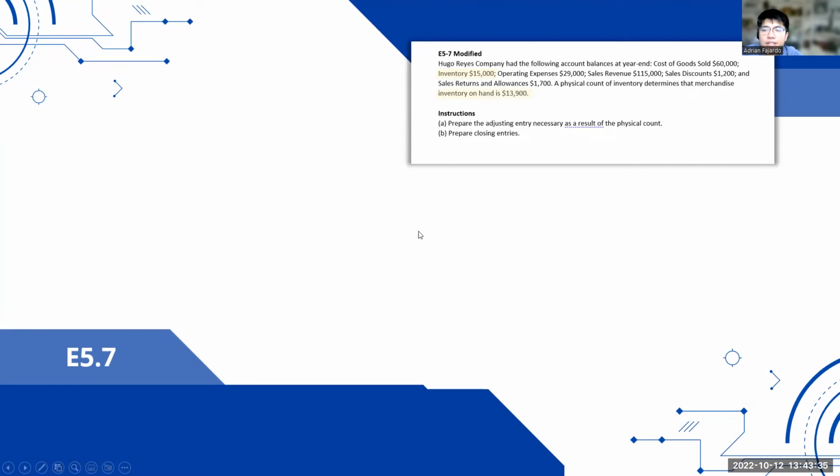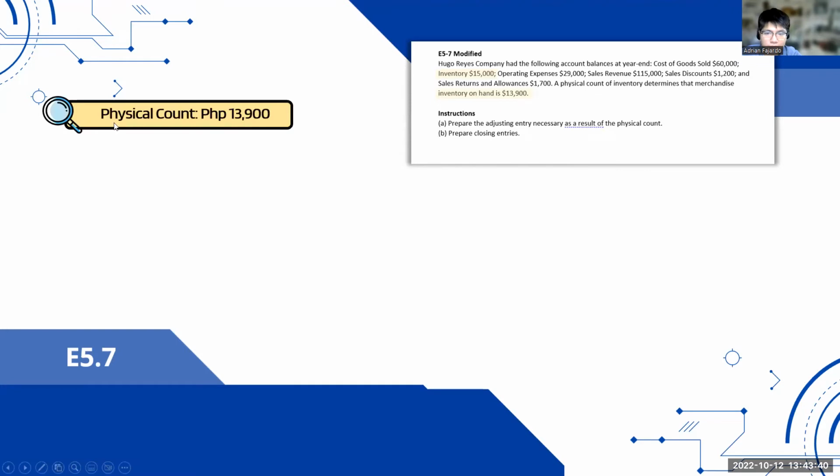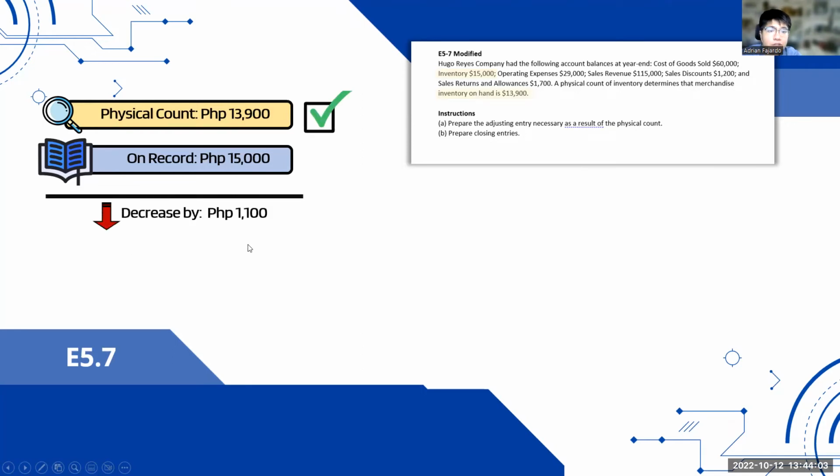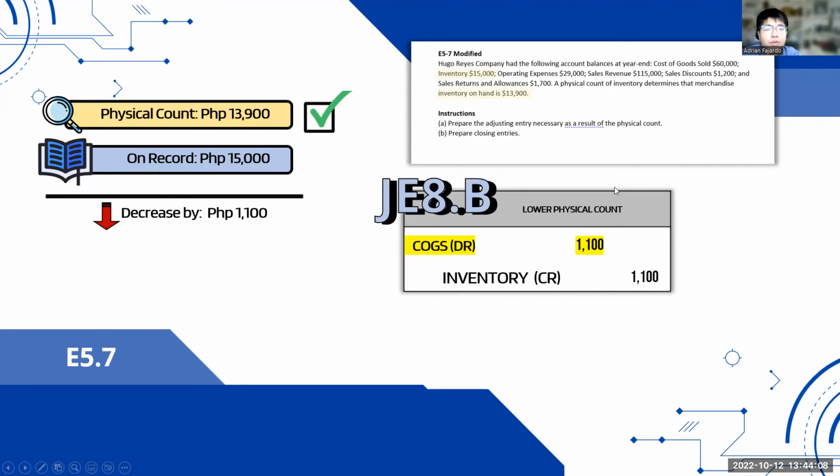So here, we first ask ourselves, what is the inventory based on physical count? And that is 13,900. Now, we compare this, ano nga ba yung inventory based on the books or based on the records? According to the problem, it's 15,000. So the question is, ano yung susundan natin? The physical count. We always follow the physical count. Therefore, it should be 13,900. And therefore, the 15,000 should be decreased by 1,100. And therefore, our adjusting entry would be debit COGS of 1,100, credit inventory of 1,100.